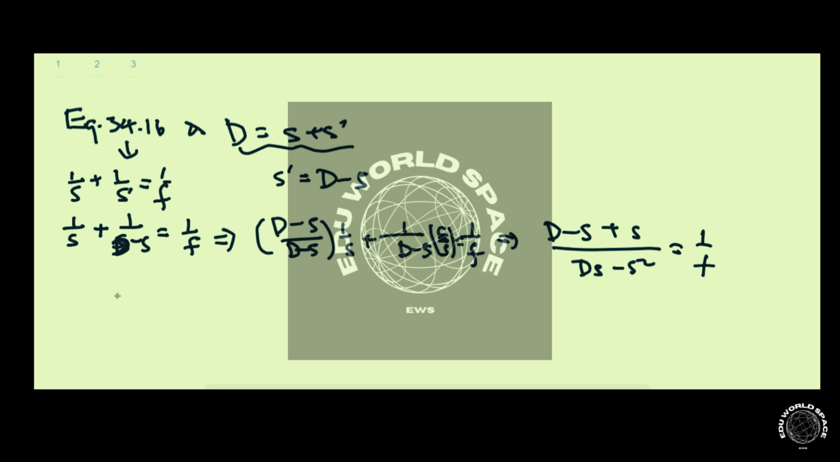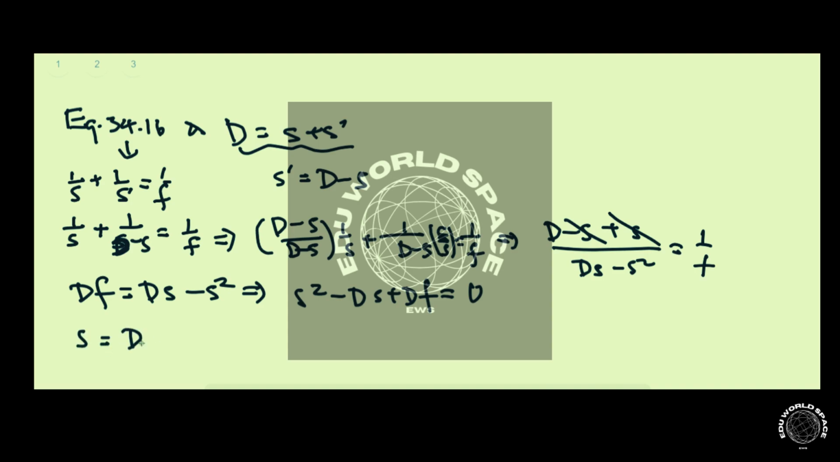And let me cross multiply. So right away, these two terms cancel out. So then I have df is equal to ds minus s squared. I'll take all the stuff on the right-hand side and put it on the left-hand side. So I have s squared minus ds plus df is equal to 0. And now I have a quadratic equation, which I will solve for s. So s is equal to d plus or minus square root d squared minus 4df, all divided by 2.